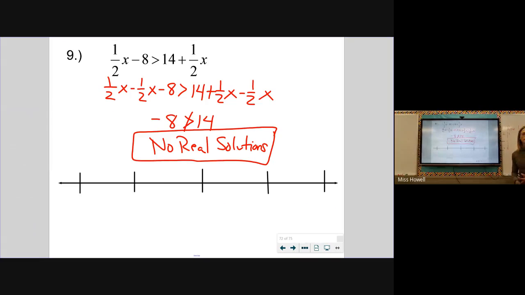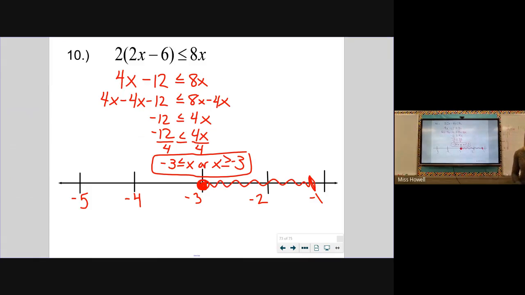All right, number 9, we should have -8 is not greater than 14. So no real solutions here because we end up with a false statement because -8 is smaller in value, not bigger in value than 14. All right, number 10, we should end up with -3 is less than or equal to x, or we could have x is greater than or equal to -3. So closed in circle, and we should be shading to the right.